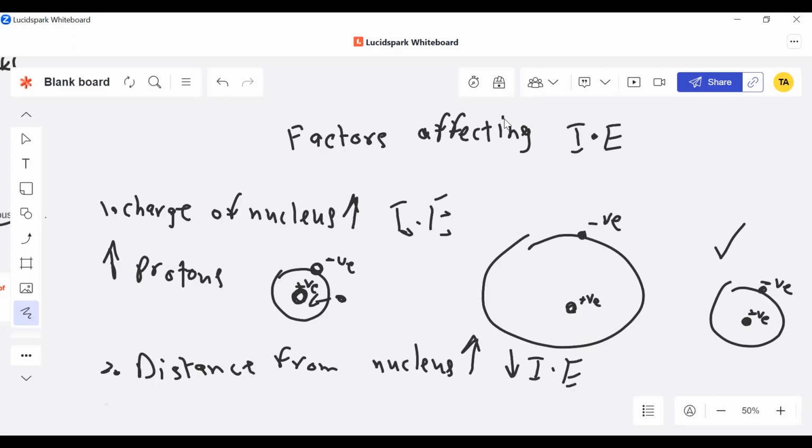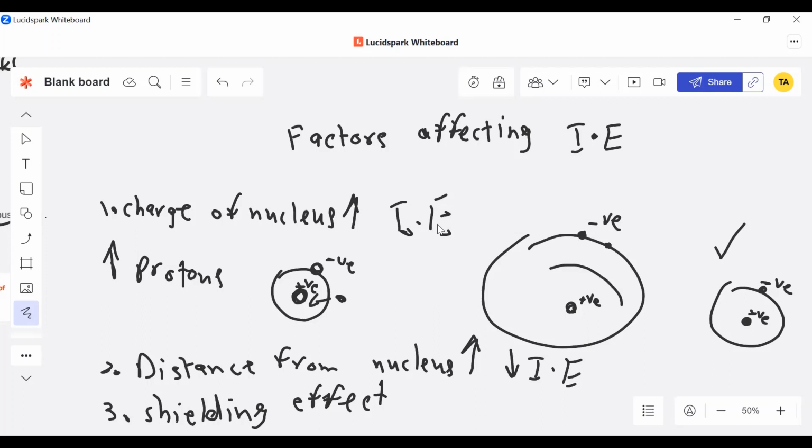All right. And the last thing is called the shielding effect. What is shielding effect? Let's say I have two electrons. You don't need to know a lot about shielding effect. Just know that shielding effect is when the electrons repel each other.